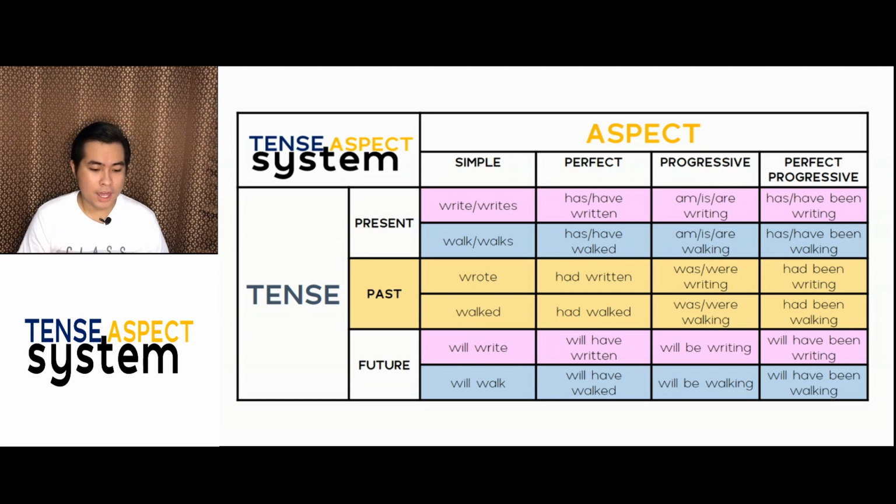And then for your simple past of regular verbs, we add the inflection d or ed. So for regular verbs, you add those inflections. For example, in this case, we have walked.